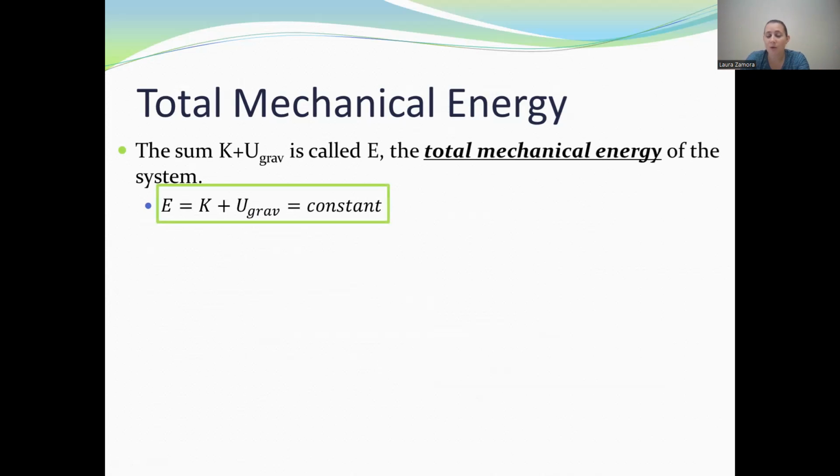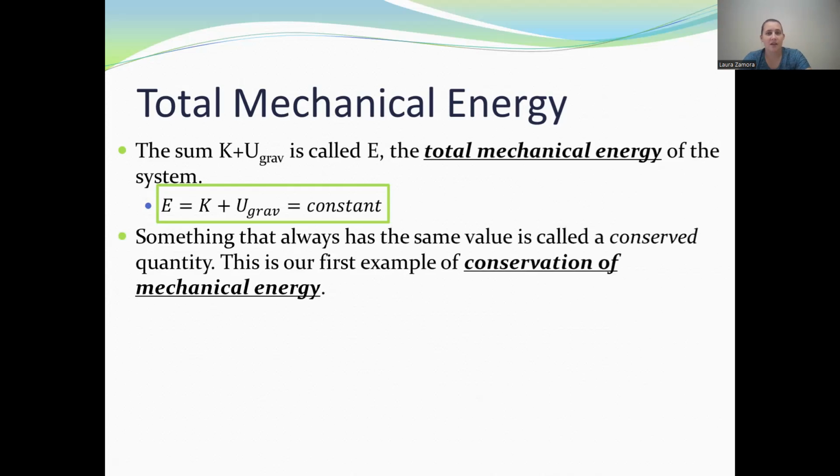Conservation of energy. The total amount of energy stays the same the whole time, even if it changes from one form to another. The total amount is a constant. Right, so something that always has the same value is called a conserved quantity. So this is conservation of mechanical energy.